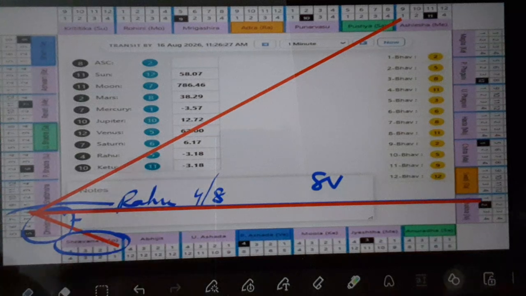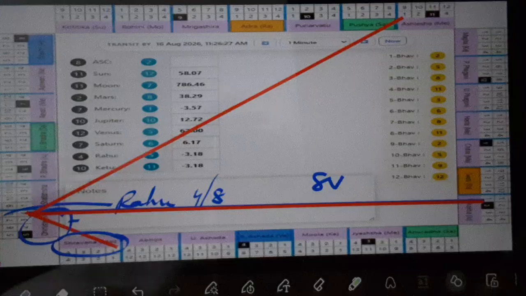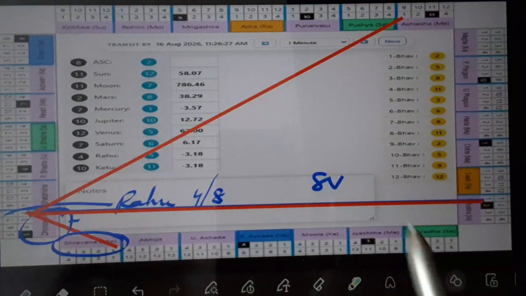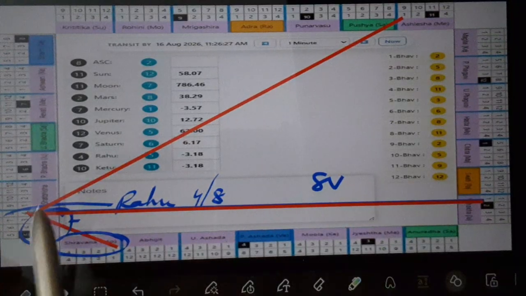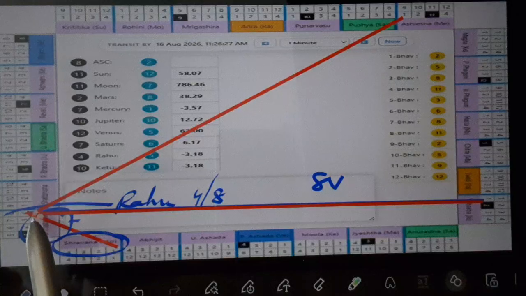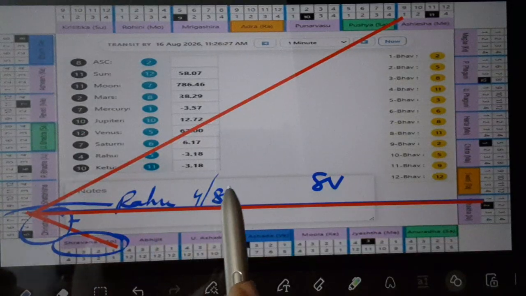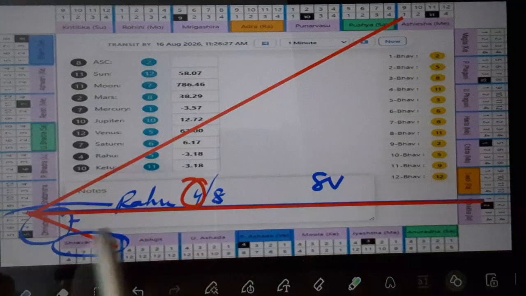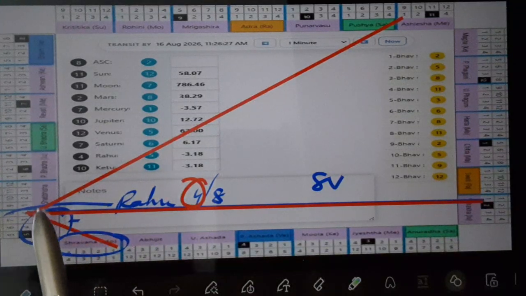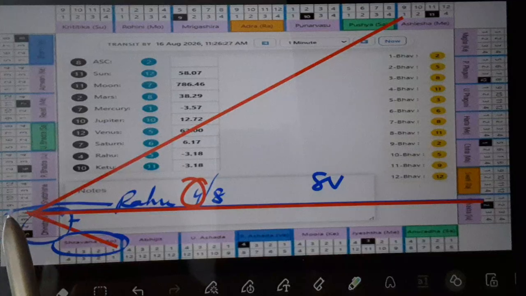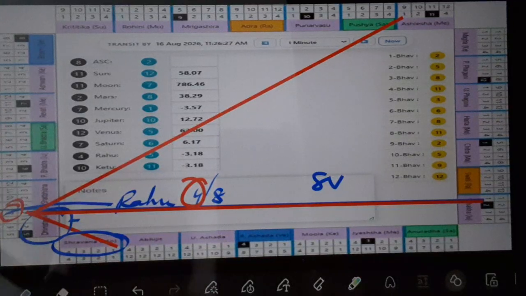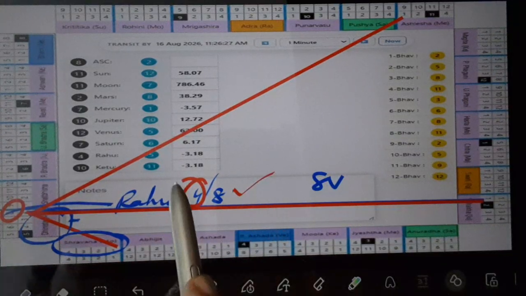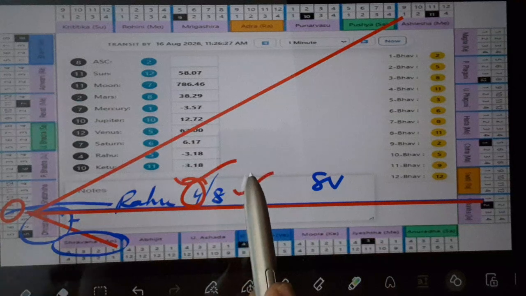I just wanted to make it very easy and simple. Whatever sir is teaching us in the class, I just want to do a refresher. Like Rahu, every one of us knows that Rahu is sitting on the fourth pada of Dhanishta Nakshatra, and he is in the Navansh, which is eighth Navansh. So 8th Navansh and 4th pada of Dhanishta Nakshatra.